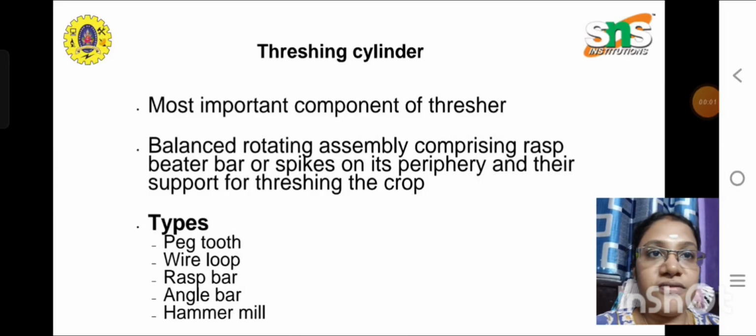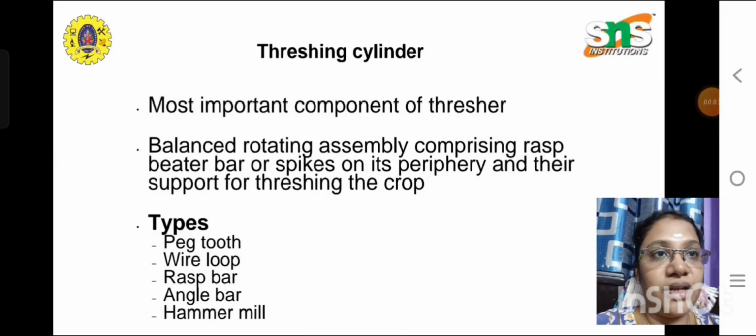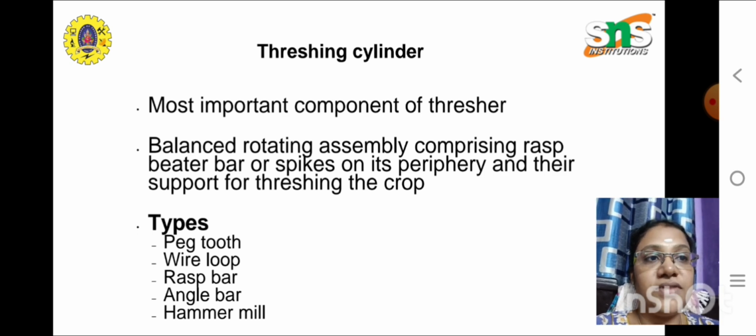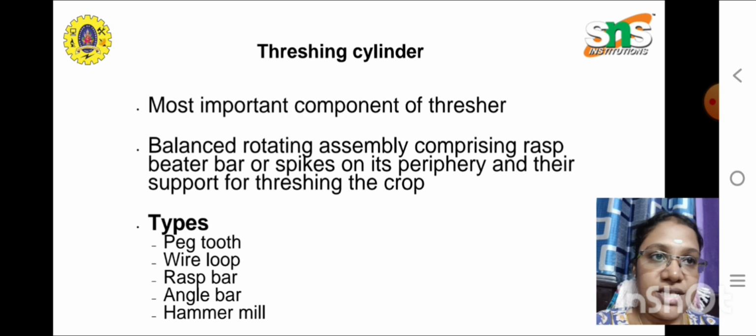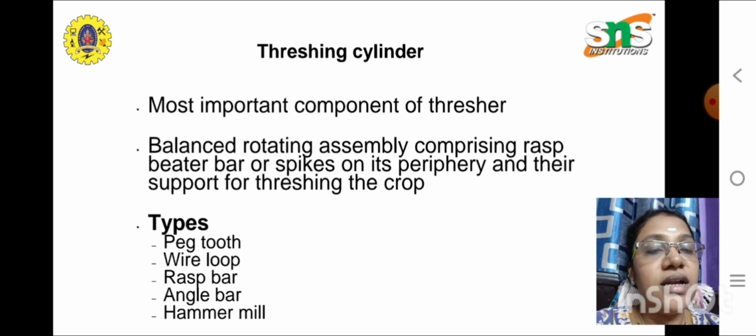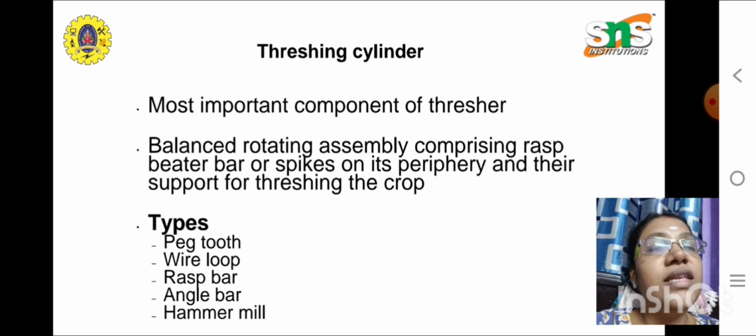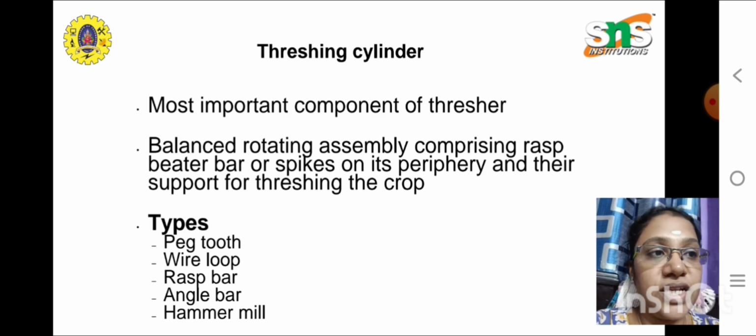So, continuation of the threshing cylinder, the concave. In this video, let's see about the threshing cylinder. The most important component of the thresher is the threshing cylinder, because here is where the balanced rotating assembly comprising the rasp bars, beater bars or the spikes on its periphery, and the support for threshing the crop is present.